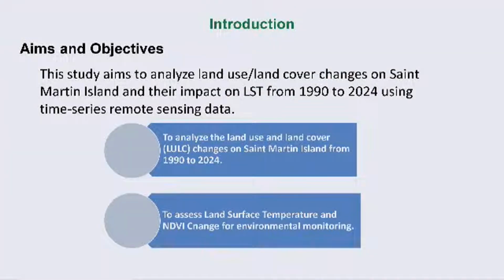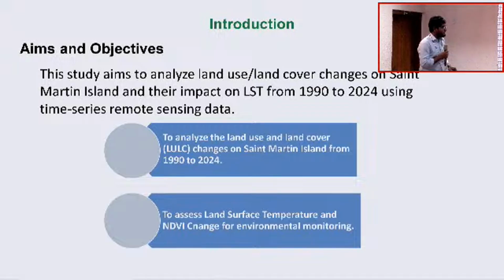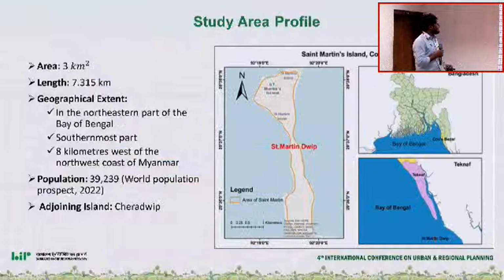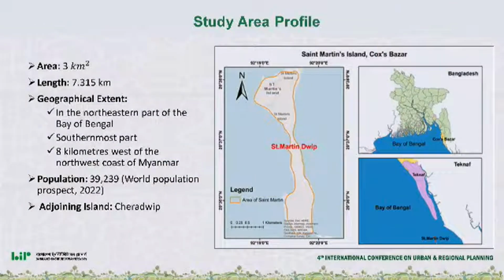Here we go, our aims and objectives. We aim to analyze land use land cover changes on Saint Martin Island and their impact on land surface temperature from 1990 to 2024 using time series remote sensing data. Our objectives are to analyze LULC changes, and to assess land surface temperature and NDVI changes for environmental monitoring. Here we go, our study area profile. It is on Saint Martin Island.